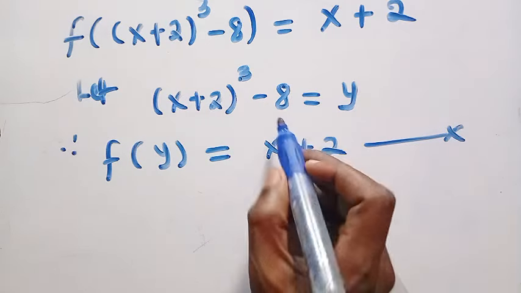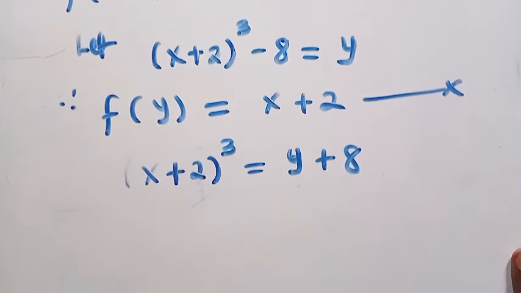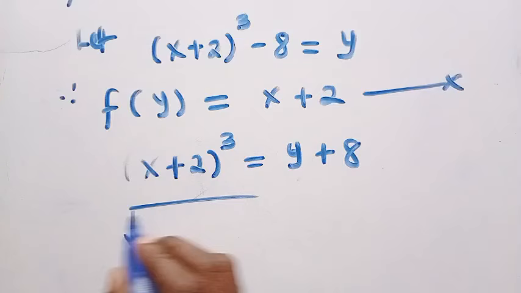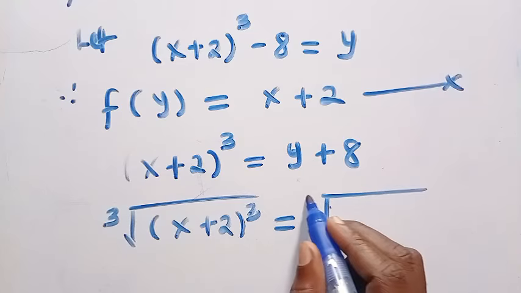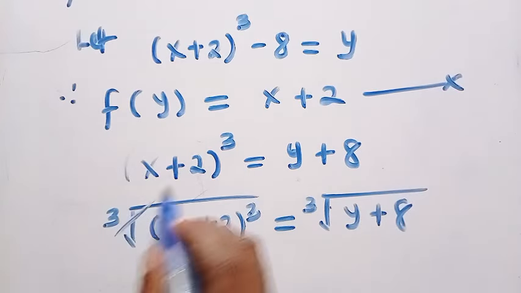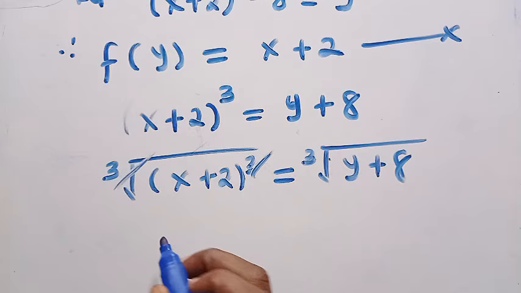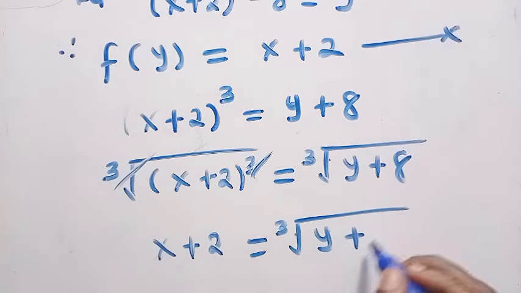By doing that, we have to transfer minus 8 to the other side, as we have x plus 2 raised to power 3 equals y plus 8. And here is 3. We have to take the cube root of both sides. So by taking the cube root of both sides, we have the cube root of x plus 2 raised to power 3 equals the cube root of y plus 8. And whenever we have cube and cube root, they cancel, as this side remains x plus 2 equals the cube root of y plus 8.